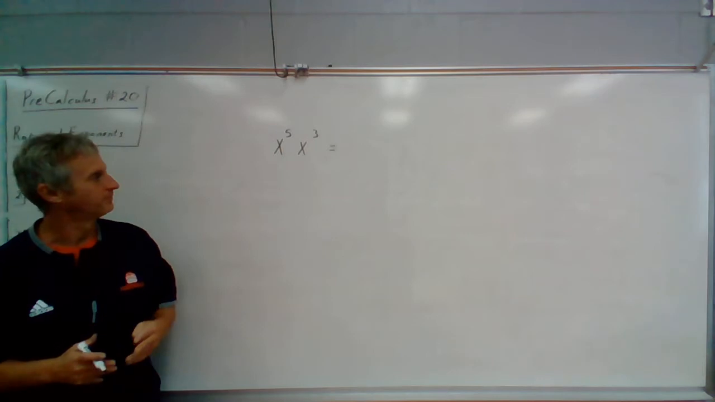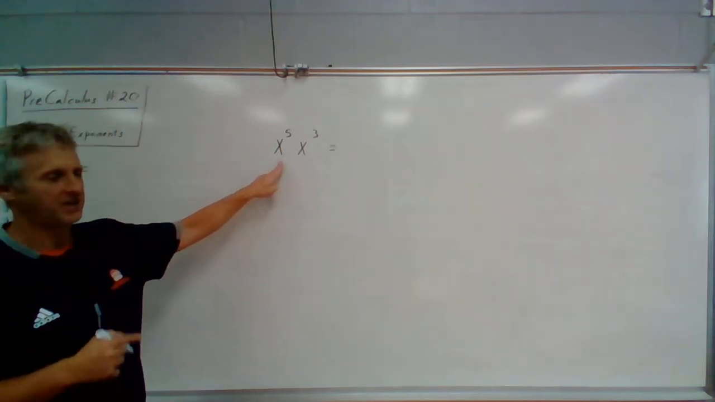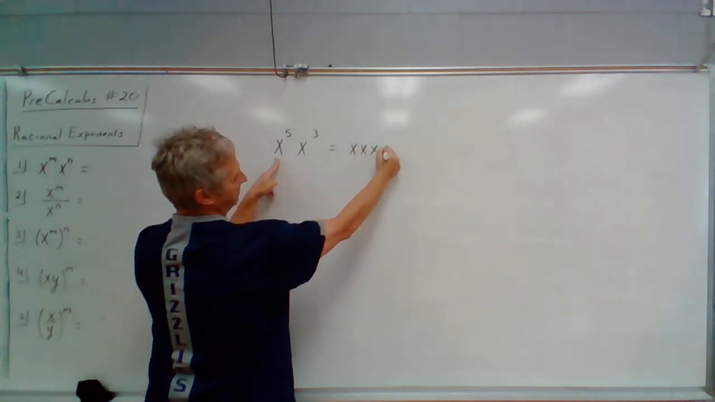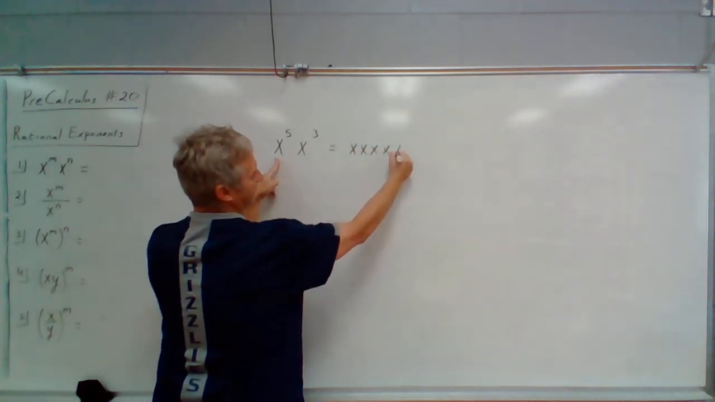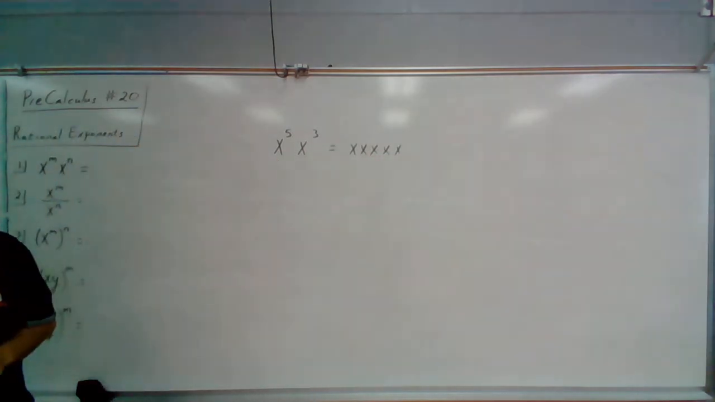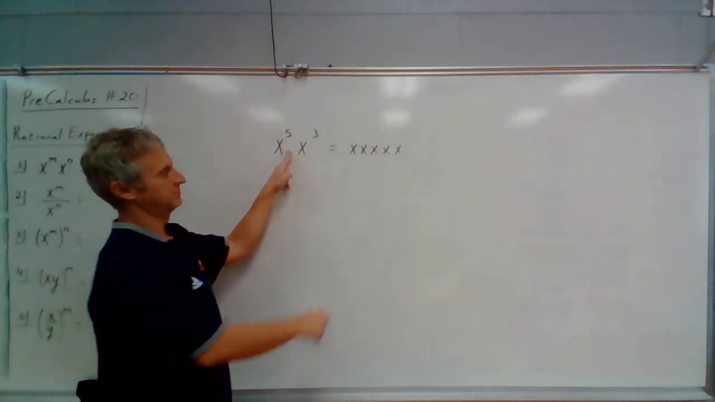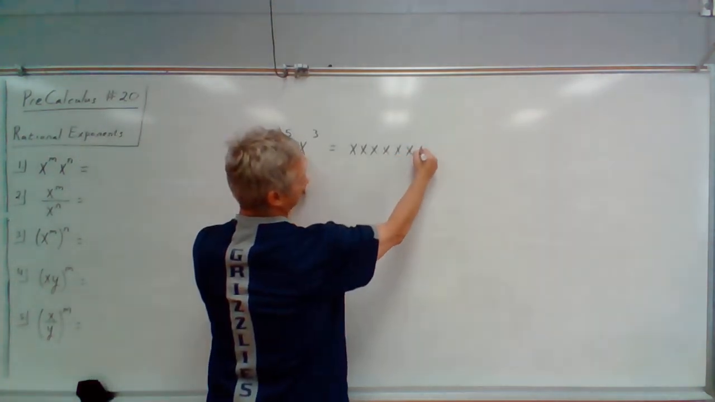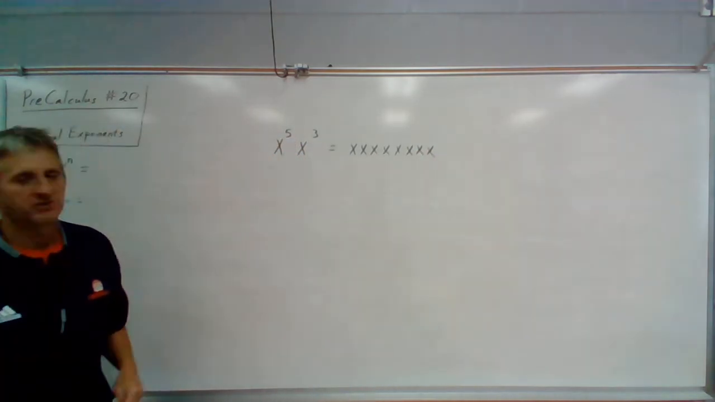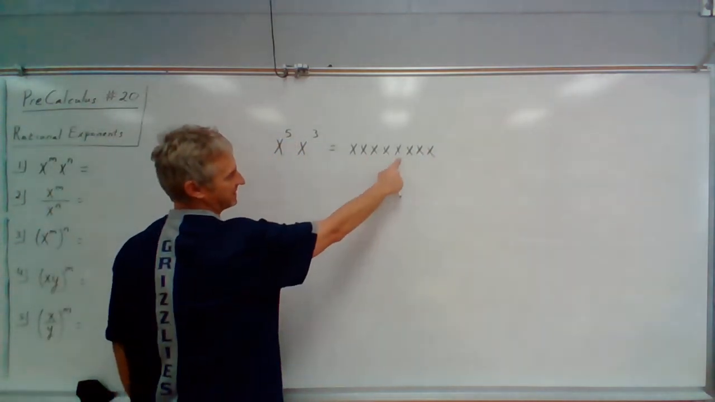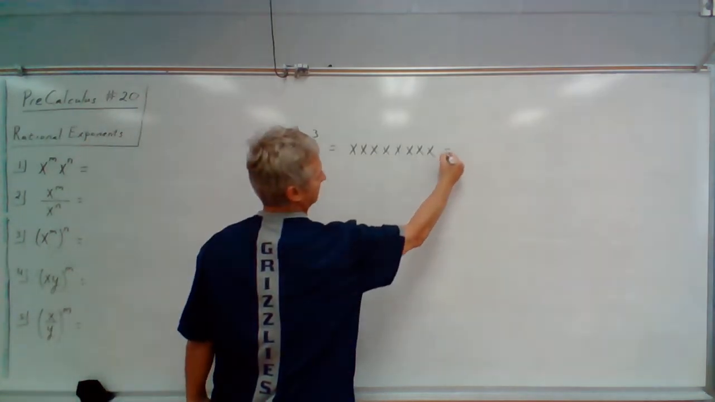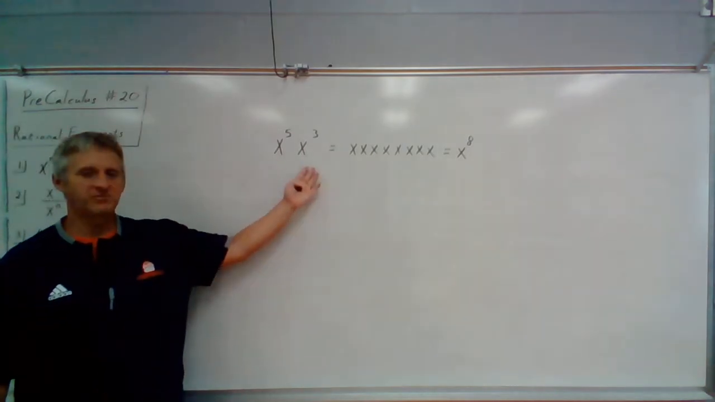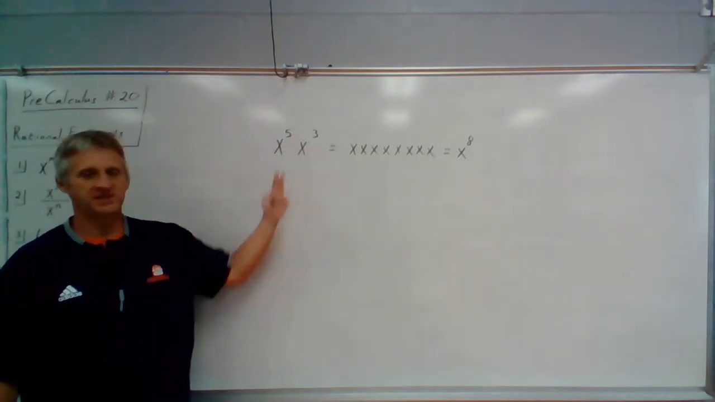But why is that true? Let's think about what x to the fifth actually means. X to the fifth means to multiply x by itself 5 times: 1, 2, 3, 4, 5. So x times x times x times x times x, times x to the third. X to the third means to multiply x by itself 3 times. So obviously then, you're multiplying x by itself 8 times, so that would be x to the 8th. You can see pretty clearly why you would need to add these exponents.